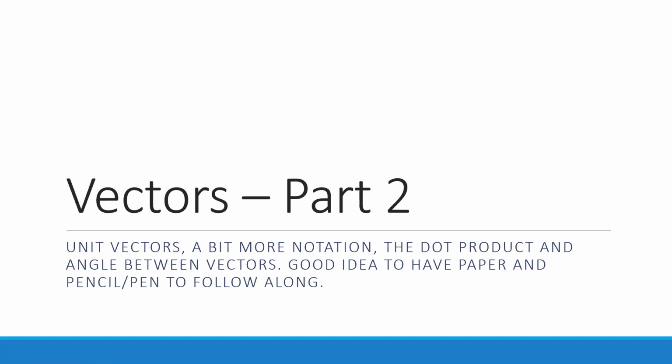As always, a good idea to have a piece of paper and something to write with so we can follow along here. Pretty straightforward stuff, honestly. The first couple of things you see on the list here, the unit vectors and a little bit more notation, are super straightforward. The dot product and then the angle between vectors are a little bit more work, but not by a whole lot. So I'm going to try to get through this pretty quickly to honor your time. Let's get started here with a review of last week.